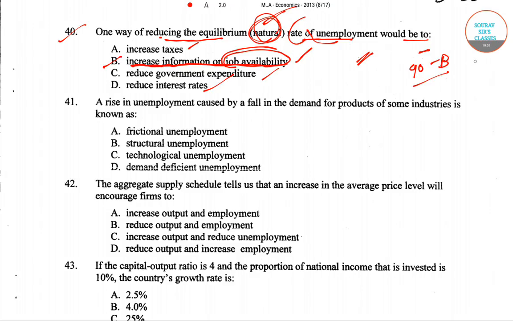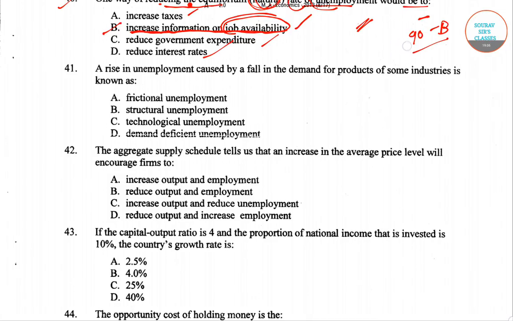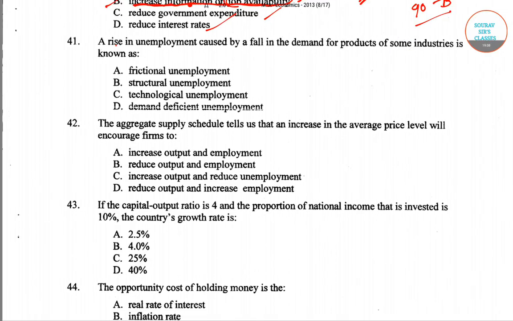So now we'll go straight to question number 41. In question number 41, it is given: a rise in unemployment caused by a fall in demand for products of some industries is known as, four options are given. It would be structural unemployment. So what is structural unemployment?